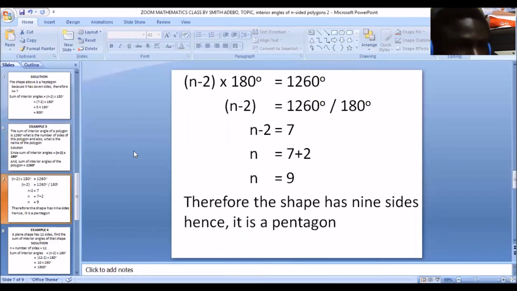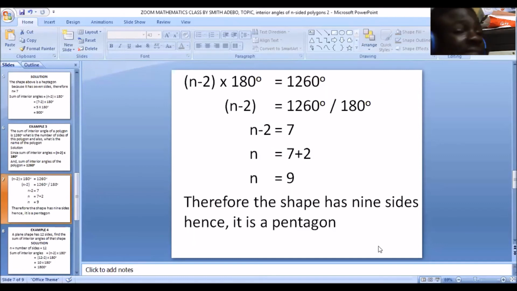Now, let's go. (n minus 2) times 180 degrees is equal to the sum of interior angles. And they say the sum of interior angles of this polygon is 1260 degrees. Now, n minus 2, when you divide both sides by 180, becomes 1260 degrees divided by 180 degrees. Now, 1260 divided by 180 gives you 7. So n minus 2 is equal to 7. Now, n becomes 7 plus 2. n equals 9. Therefore, the shape has 9 sides.